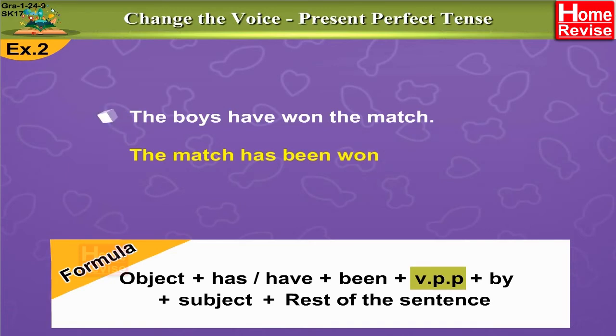It will remain as it is because in perfect tense we always use past participle form of the verb. So the answer is the match has been won. Has been won is the verb which denotes that the sentence is in perfect tense, present perfect tense, and it is in the passive voice. Has is the verb which tells us it is in the present perfect. Been won tells us it's a passive voice.